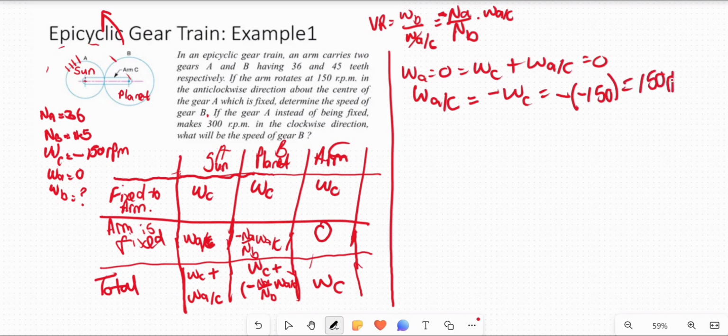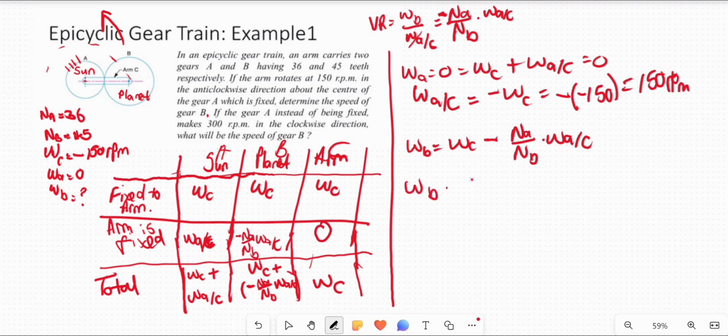What are we dealing with? We're dealing with revs per minute. Why did we calculate omega A with respect to C? Why did we even bother? You might be asking, what's she doing? Well, we did that because we want to find the speed of gear B, omega B. And if you have eyes, you can see that omega B is equal to omega C minus NA over NB times omega A with respect to C. So omega B is written in terms of omega A with respect to C, so we do need this value to be able to calculate this.